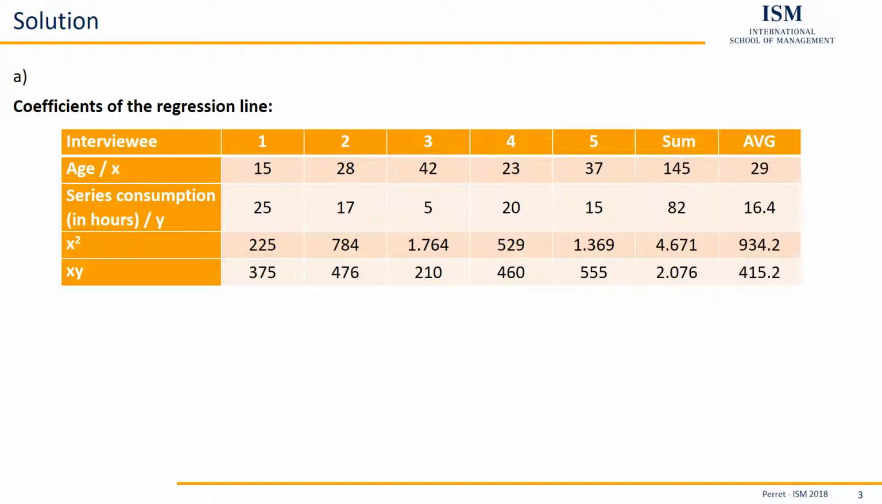Finally, we're going to add 2 columns, or rather, at this point we mainly only need the last column, the averages of x, y, x squared, and x times y. Because if we have this last column, these 4 values, we can directly get our coefficients.